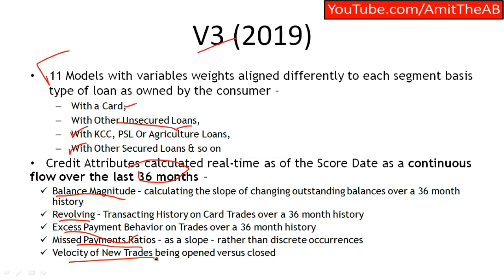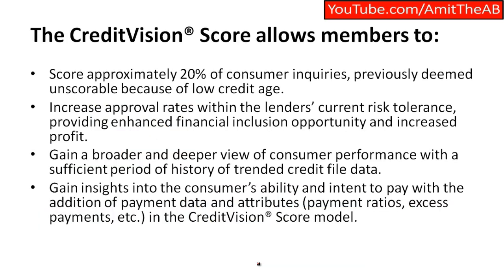Next is velocity of new trades being opened versus closed. So the turnaround of the new facility. If a new facility is opened, whether there are any other facilities being shut down while opening up a new trade line. The whole velocity, the whole turnaround, is being considered in this version.